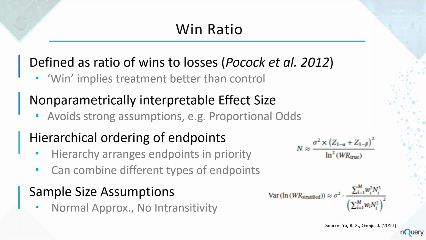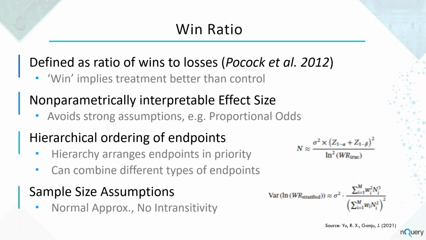Okay. And then quickly, just because we are presenting in sample size calculation software, it's probably worth mentioning here that the formulae used for sample size calculation for the win ratio, the ones that we'll be using anyway, are shown here on the right. They're from the paper by Yu and Ganju from 2021, namely the formula on top here. As you can imagine, it's using a normal approximation. And it also makes another assumption, which is probably worth mentioning, which is the idea of no transitivity.